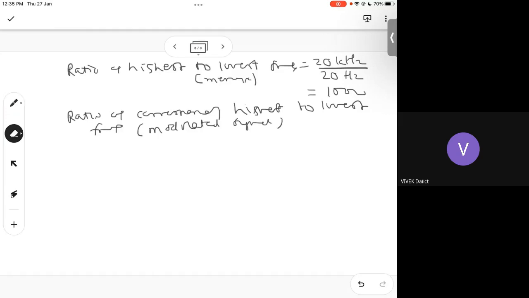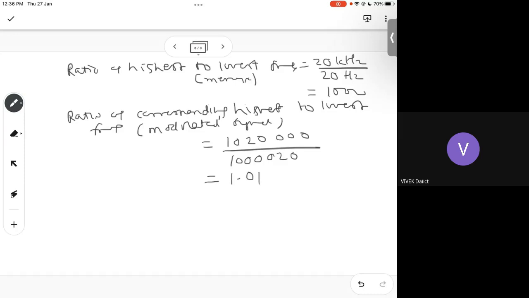I'm trying to write as clearly as possible, but sometimes when you speak and write on something you are not used to, like the iPad, there is a slight problem in the writing. So if you see this, it turns out to be something like 1020 000 was the highest one, and 1000 020 was the lowest one, and the ratio turns out to be 1.01.